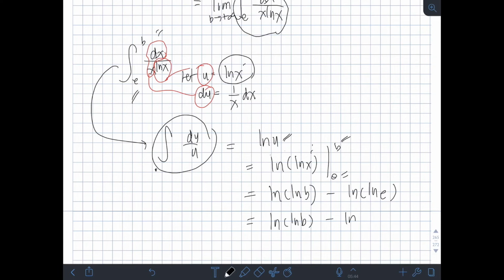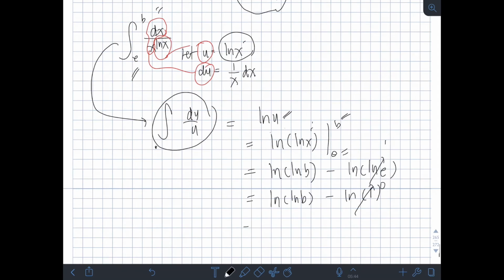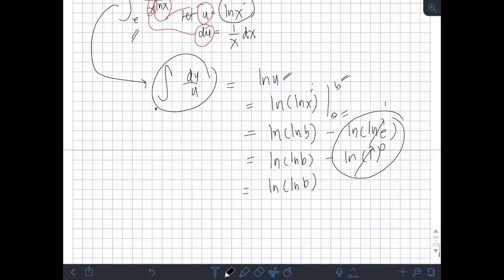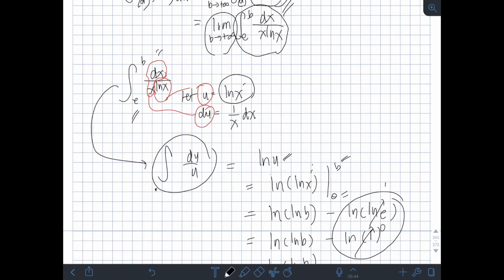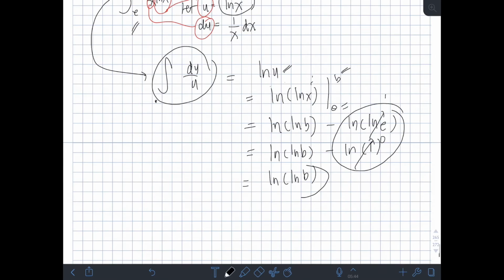So, simplifying, ln of ln b, copy lang. Minus, ano yung ln ng ln e muna? ln e is 1, right? So, magiging ln of 1, and then ln of 1 is what? 0. So, therefore, makakancel tong expression na ito, matitira is ln of ln b. So, therefore, ang i-evaluate natin sa limit as b approaches positive infinity is this expression lang. So, limit of ln of ln b as b approaches positive infinity.